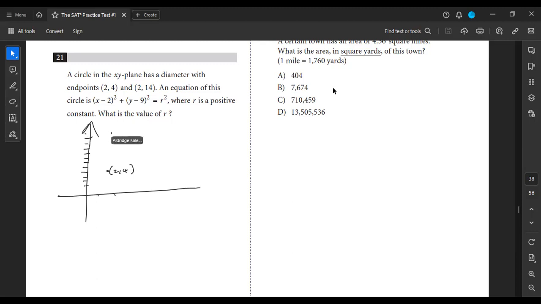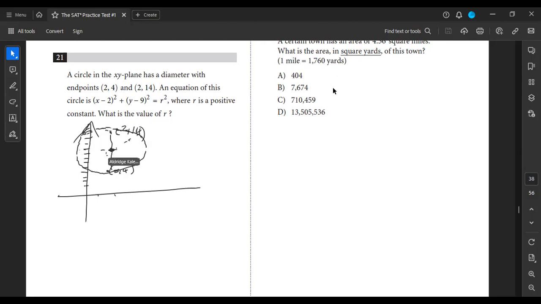And then we have (2, 14). So the circle is going to be something like this, roughly. It's just an example, an ugly circle. It'll probably be wider, but you get the point, because these are the endpoints. If this is (2, 14) and this is (2, 4), we're trying to find the radius, which is the distance from the center to the circle at any point.